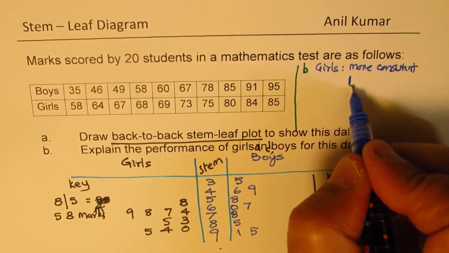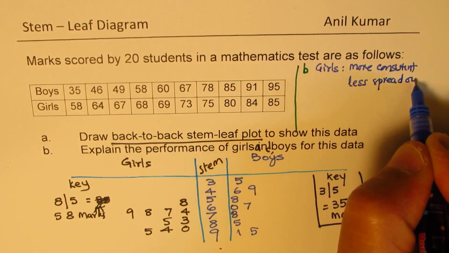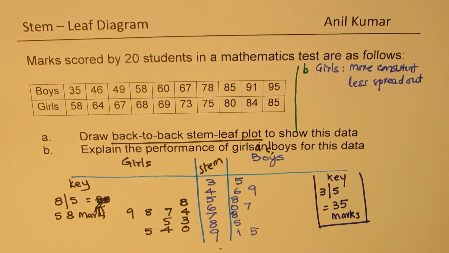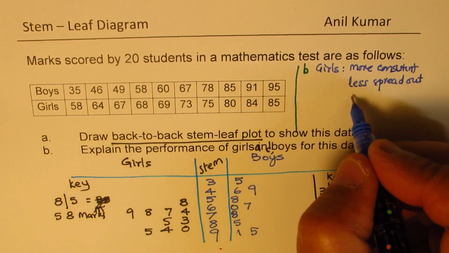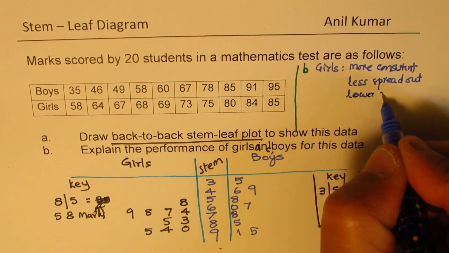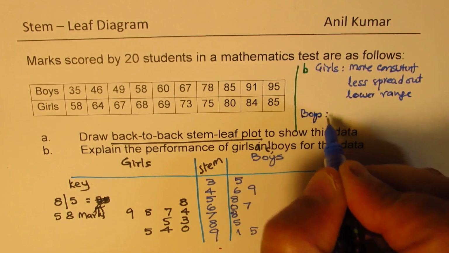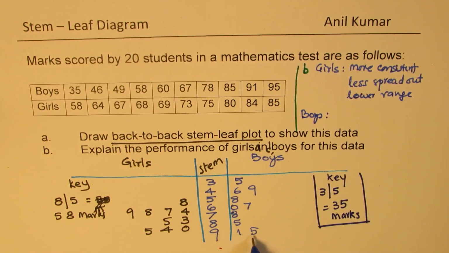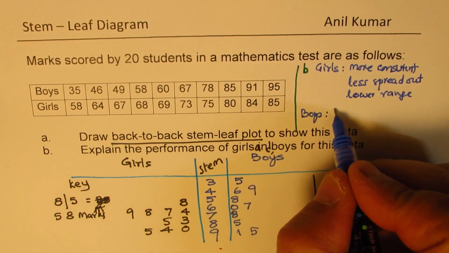More consistent means less spread out. Correct? That means the range is also minimum, right? So less range, lower range. As far as the boys data is concerned, some boys really scored very high marks like 91 and 95. However, you see a wide spread. So it is not very consistent, right? So it is not consistent.